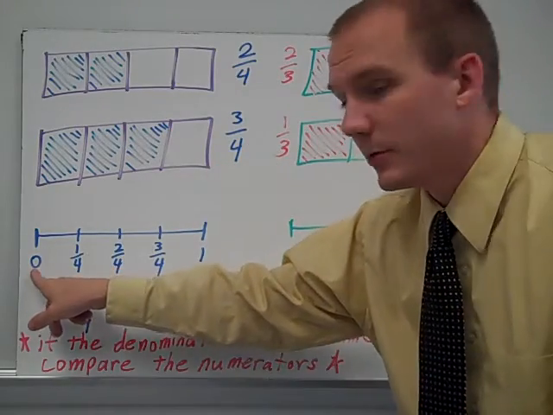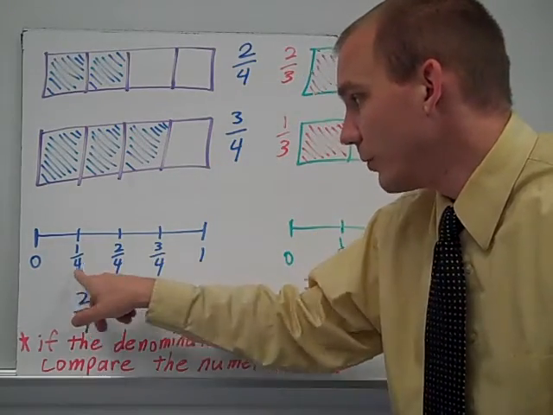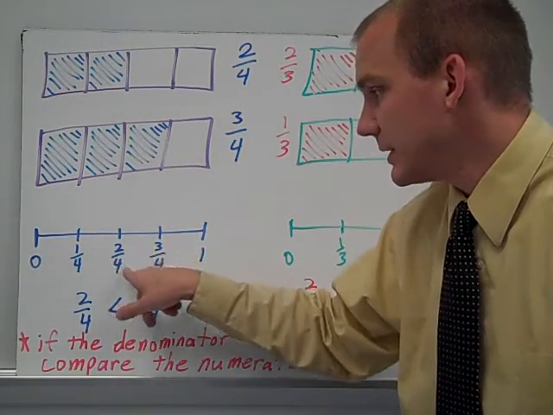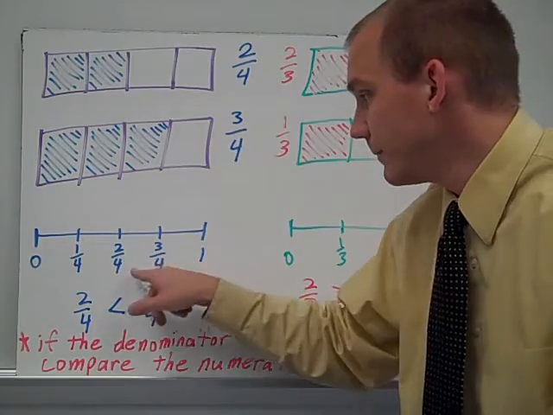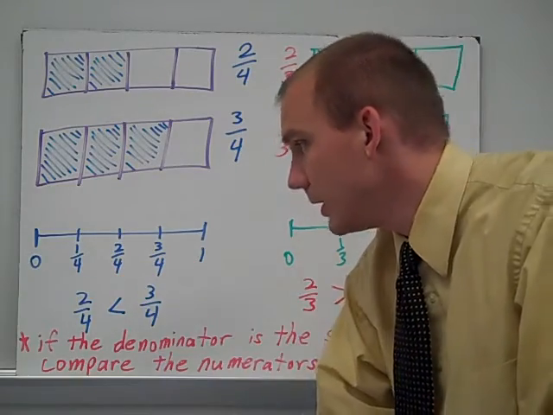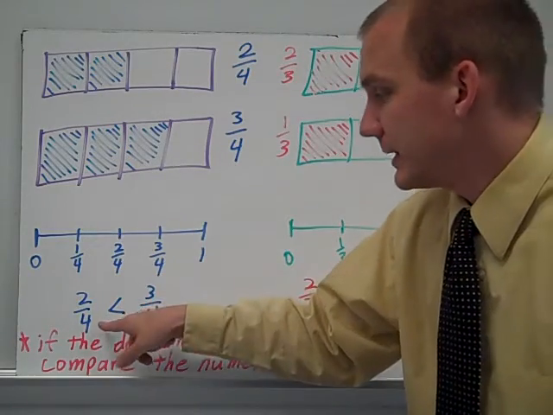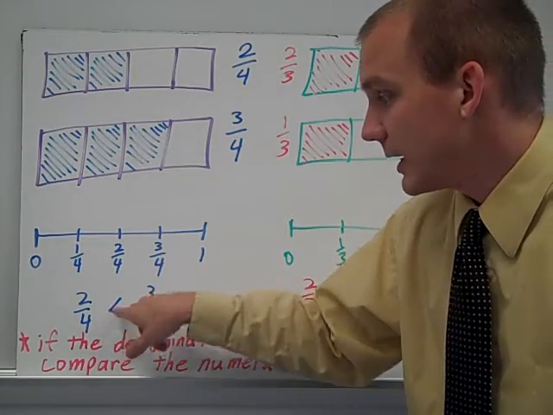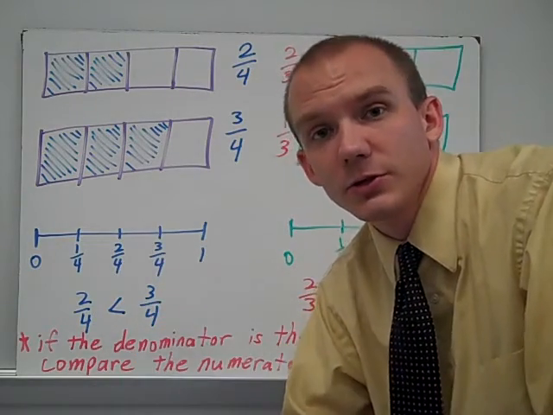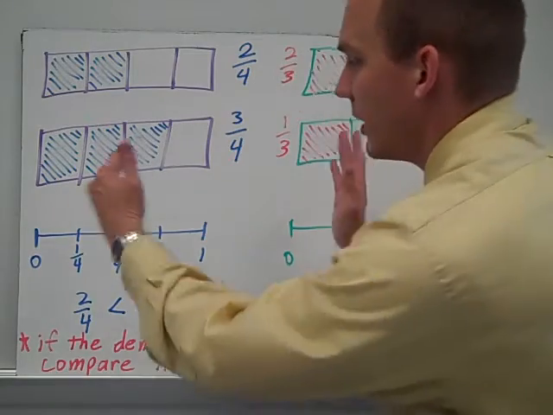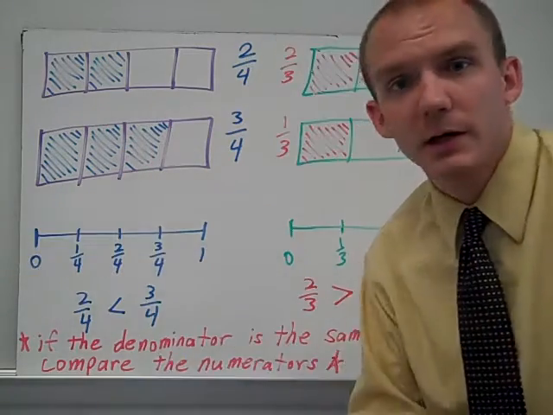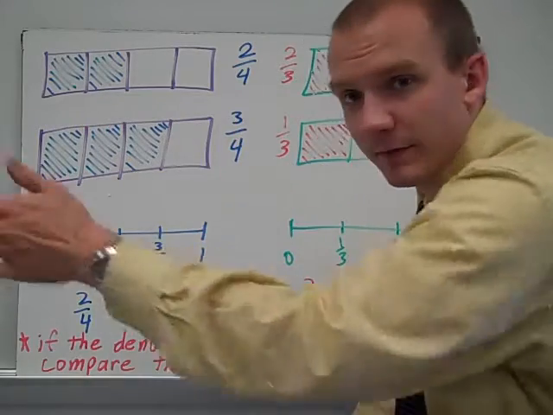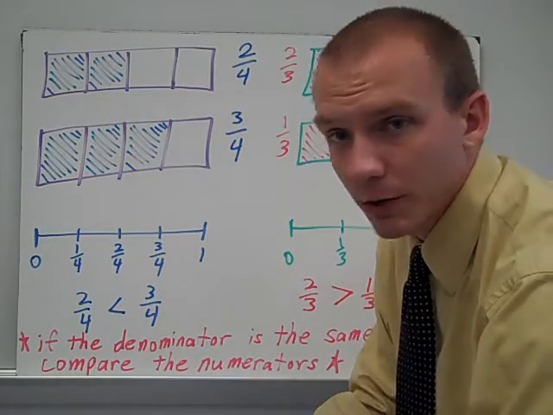If you look at a number line between 0 and 1, you have 1/4, then 2/4, then 3/4. So you can see that 3/4 is closer to 1 and 2/4 is closer to 0, meaning that one way to write this is that 2/4 is less than 3/4. When you say a number is less than, it means that it's closer to 0 on the number line or further to the left. Further to the right means greater. Further to the left means less, smaller.